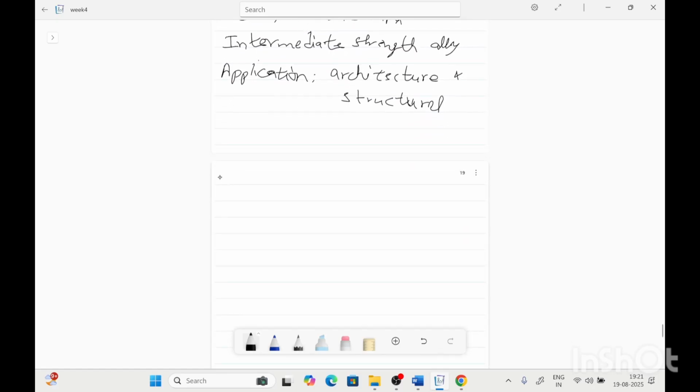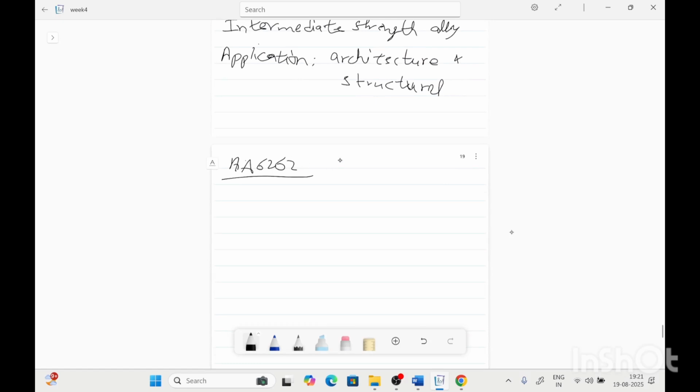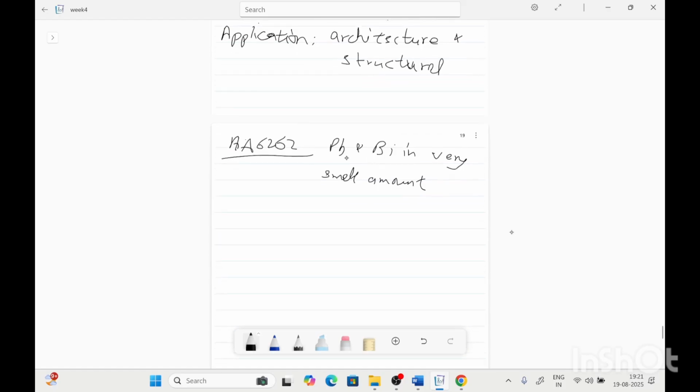Then the second alloy of this series is 6262. The 6262 has the same composition as the 6061 with the addition of lead and bismuth, also present in a very small amount. The presence of this lead and bismuth increases the machinability.